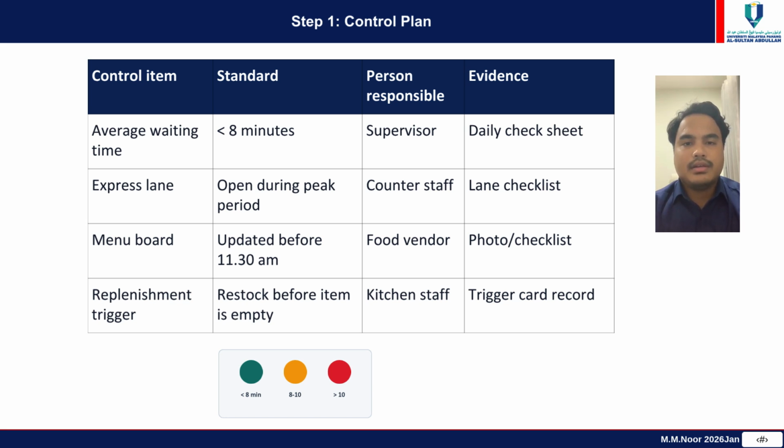Step 1. Control Plan. The control plan sets clear standards for the improved process. For example, the average waiting time must remain below 8 minutes. The express lane must be open during peak period, and the menu board must be updated before 11:30 a.m. Each control item has a person responsible and evidence, such as a checklist or record.